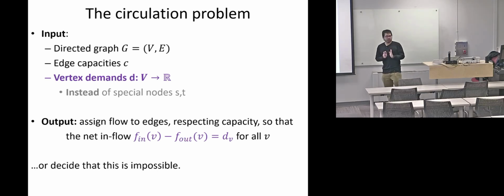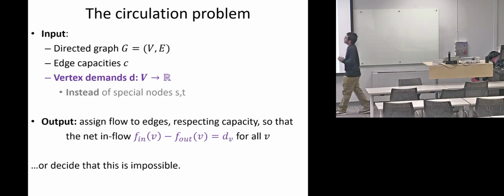So this is a new problem. It's a problem where you have a graph. You still have edge capacity, but here there is no special source and sink. Instead, we have a vertex demand D that assigns a value on every node. Normally you have a source and sink, where the sink has demand and the source has supply, and you just want to send flow from source to sink. Now every node can have some demand number.